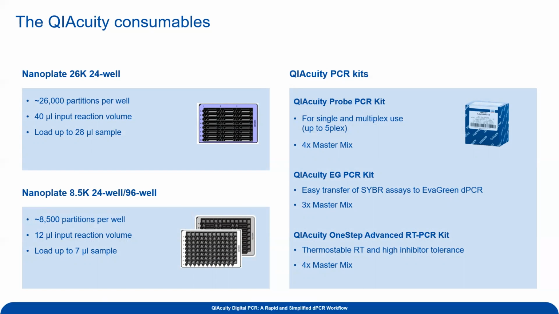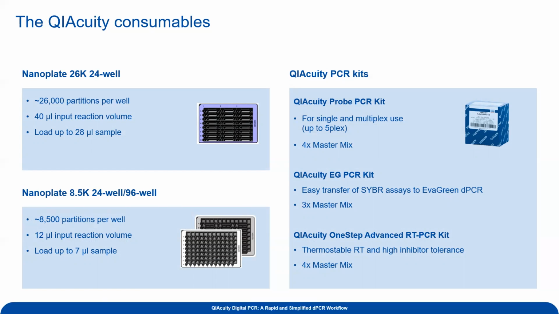The actual consumables you use, one of those is coming around, are going to be your nanoplates, your reaction mixtures, and then your assay. And that's all you need for this outside of your sample. So we have 2 different nanoplate densities. You see your 26K 24-well nanoplate. This has 26,000 partitions per well and allows for up to 28 microliters of sample.